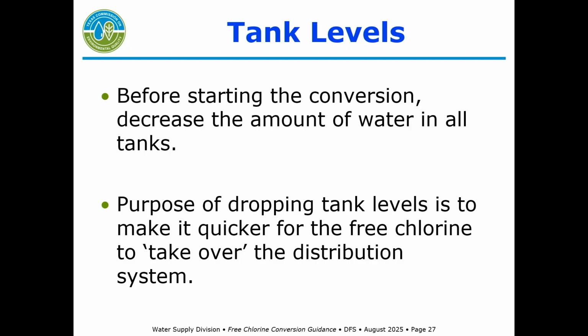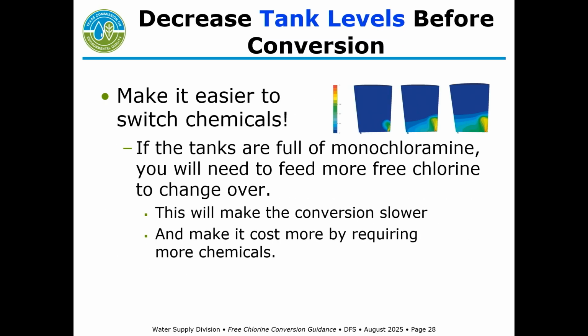And if you're a large system, you might consider cycling the elevated tanks, or ground storage tanks, whatever, that are closest to the source, and do other tanks in series. But again, that would probably only happen in a really big system. When I say decrease tank levels before the conversion, it makes it easier to switch chemicals. Keep in mind that it'll make your conversion go slower, and it will also cost you more, because you're going to have to put in more chemical, free chlorine, to react and overcome that monochloramine. So it's going to cost you more too if you do that.